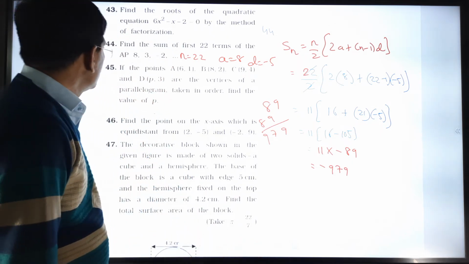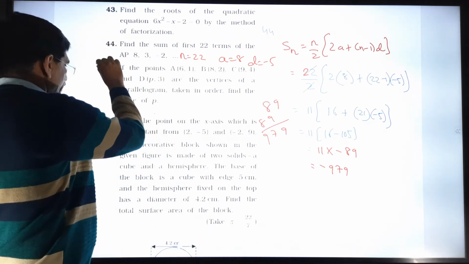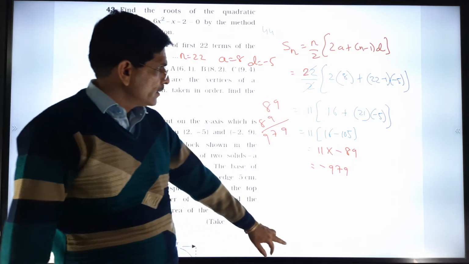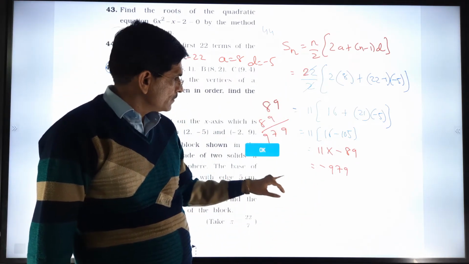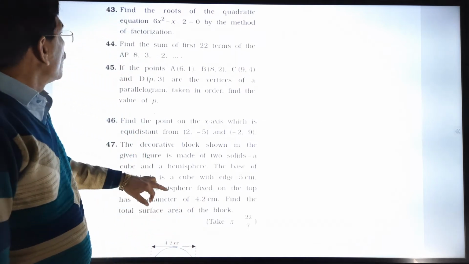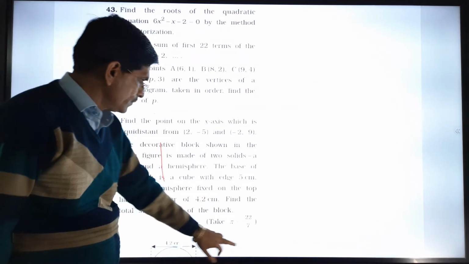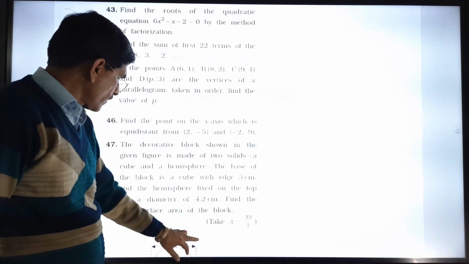Now for the next, that is 45. So it's an easy explanation. Now we go for the next sum.